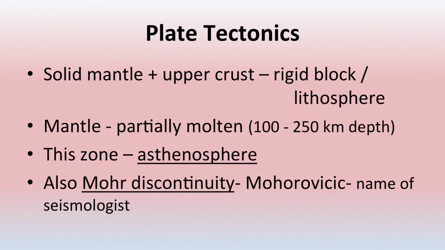There is the solid mantle and upper crust, and these form the lithosphere, or the rigid block on the earth's surface. The magma is partially molten and the upper solid block is floating above it. This molten magma zone is known as the asthenosphere, which is 100 to 250 kilometers in depth. It is also known as the Moho discontinuity, named after a seismologist called Mohorovicic.